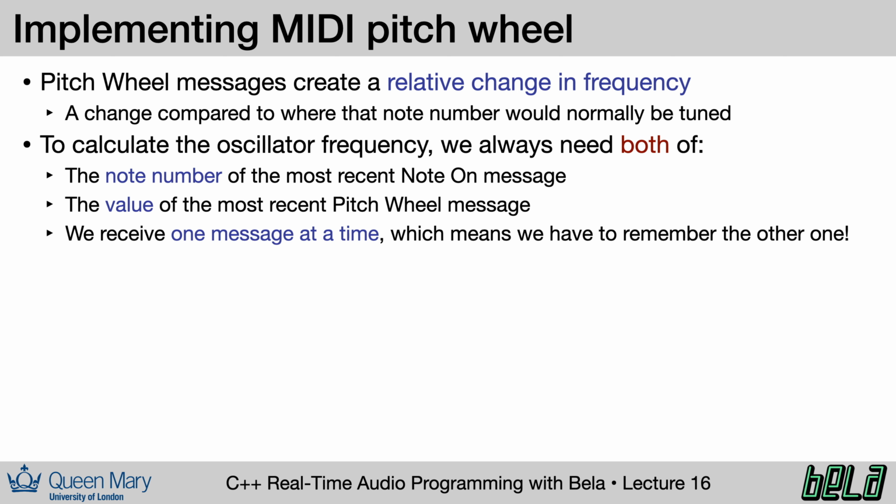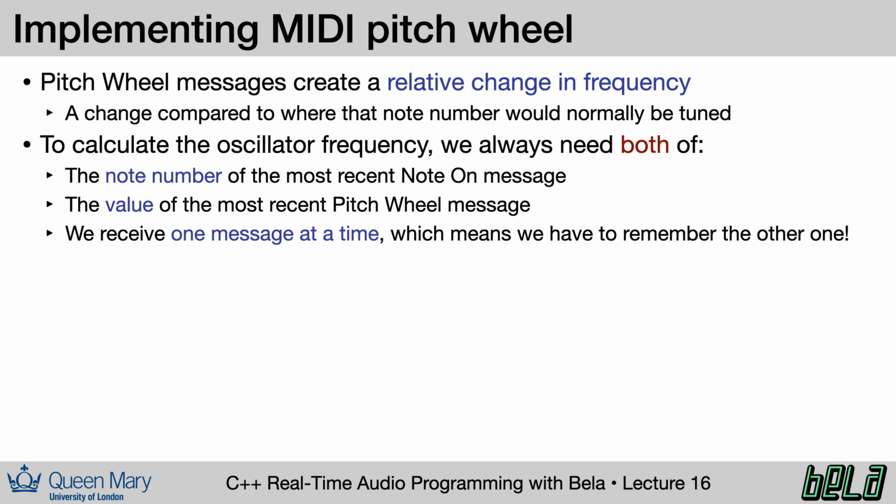Now let's look at the pitch wheel in more detail. The purpose of the pitch wheel message is to create a change in frequency relative to where that note would usually sound. Because this is a relative change and not an absolute value for pitch, this means that we need to know both the note number and the most recent value of the pitch wheel message in order to figure out the frequency of our oscillator. We saw before that MIDI messages come in sequentially, only one at a time. That means that we're always going to need to remember the note number when we receive a pitch wheel message, and vice versa.